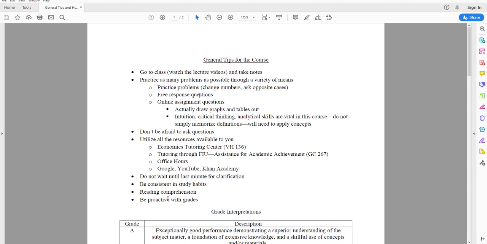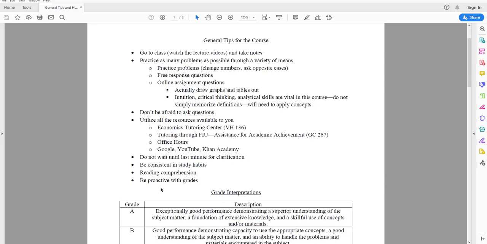And everything right here just ties along with one another. Be consistent in your study habits and reading comprehension. Read all the question choices and all the answer choices very carefully. I can change one word in the questions or in the answers, and that will change the meaning of everything. So do be careful there, and be proactive with your grades.